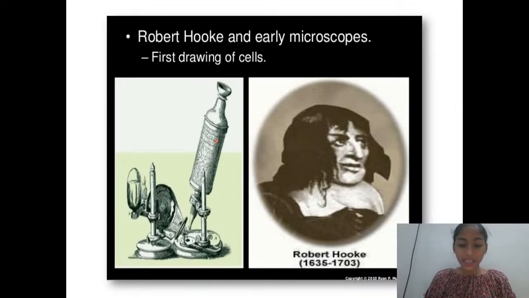He named them cells because they look like tiny rooms. Cell in the sense of jail, a little room, in the Latin word. Okay, so he found out that these honeycomb structures look like small rooms, so he named them as cells.